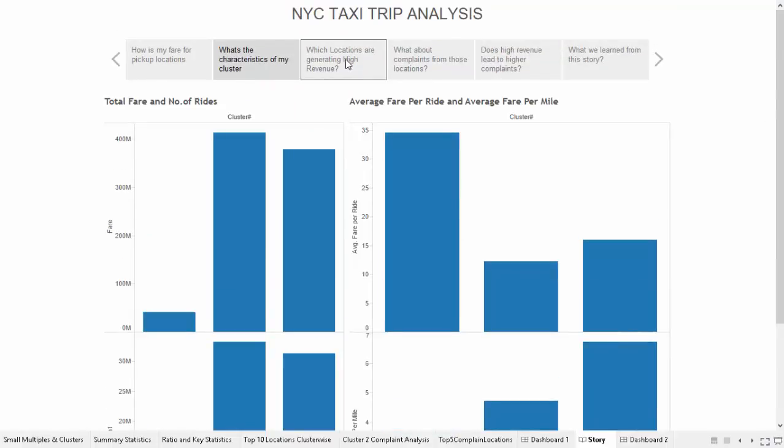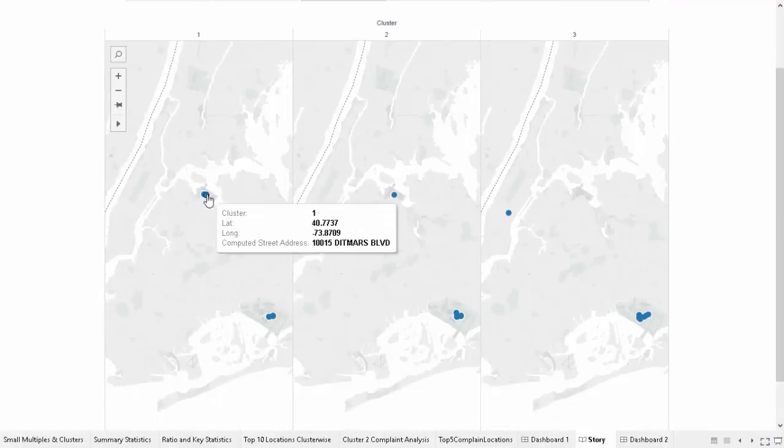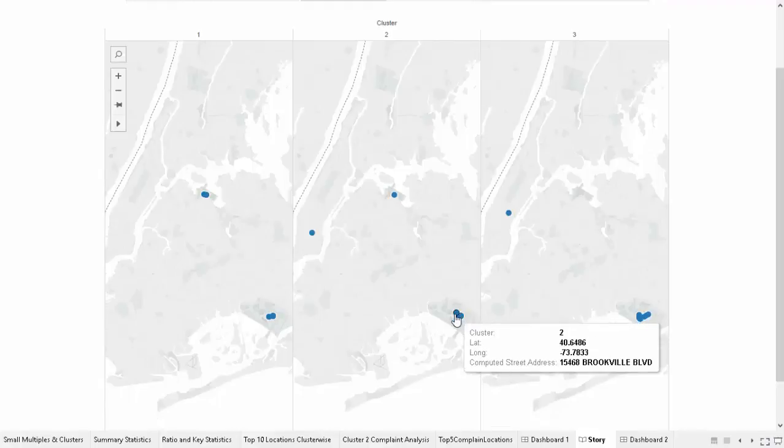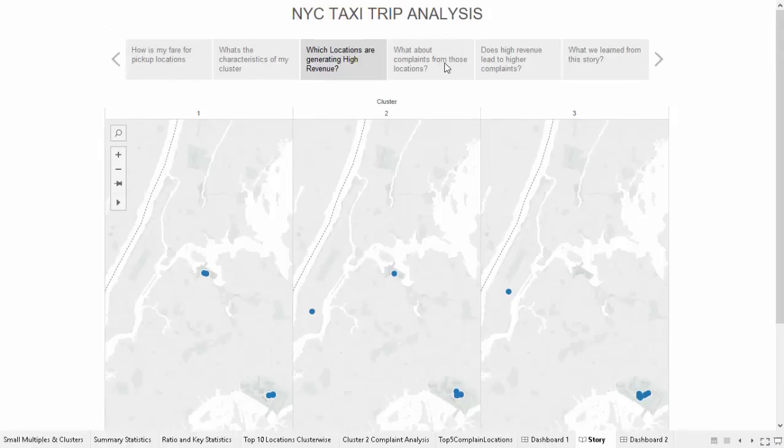So let's see which locations are generating the highest revenue. In the map you can see, for each cluster, which are the locations that are generating the highest amount of revenue. Let's look at the complaints that are received from these locations. I would like to add here that the secondary data set that we have used contains the complaint data for the New York taxis. So we have joined the trip data along with the complaint data for further analysis.